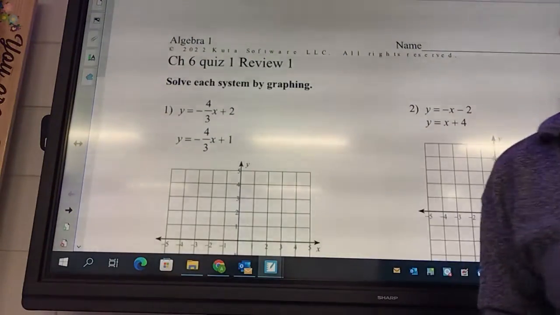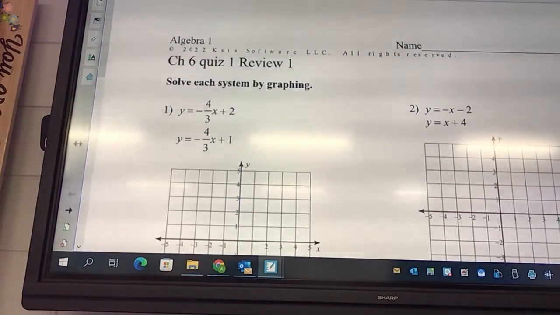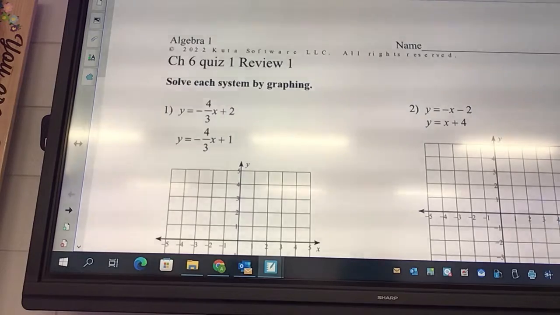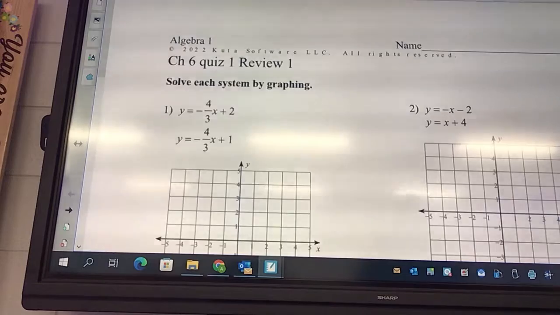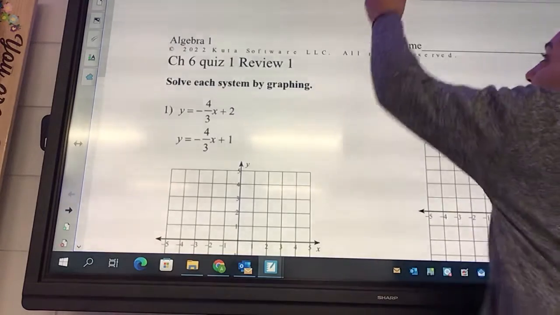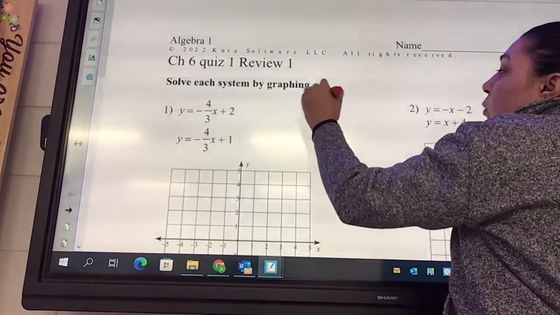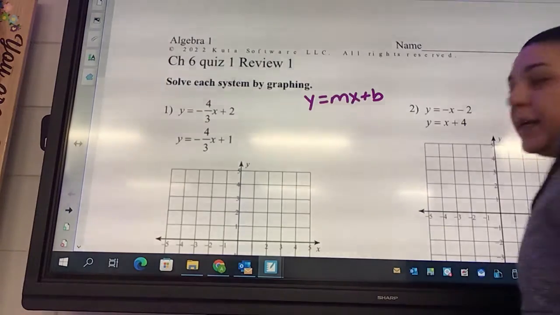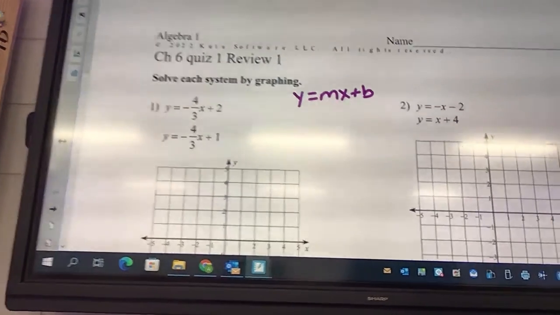Okay, with graphing, I will say, out of all the substitution, elimination, graphing was probably the worst. So make sure you pay attention over the next couple days, ask if you need help. So we graph these, they have to be in slope-intercept form in order to graph. They need to be y equals mx plus b. If the y is not by itself, you need to get it by itself.